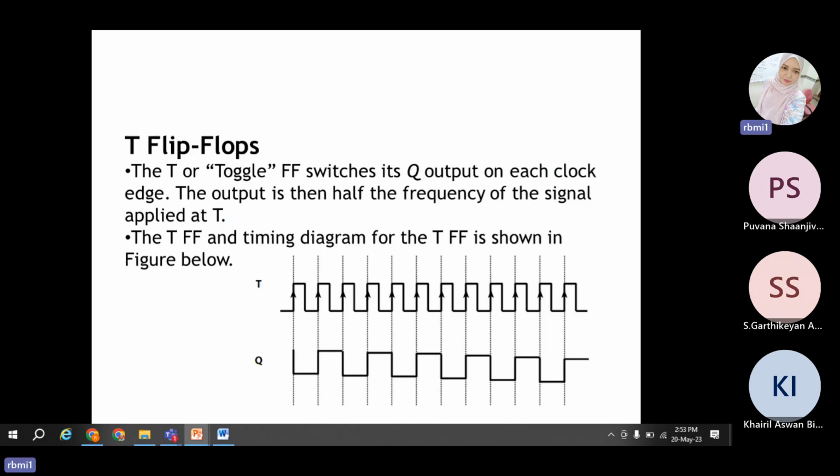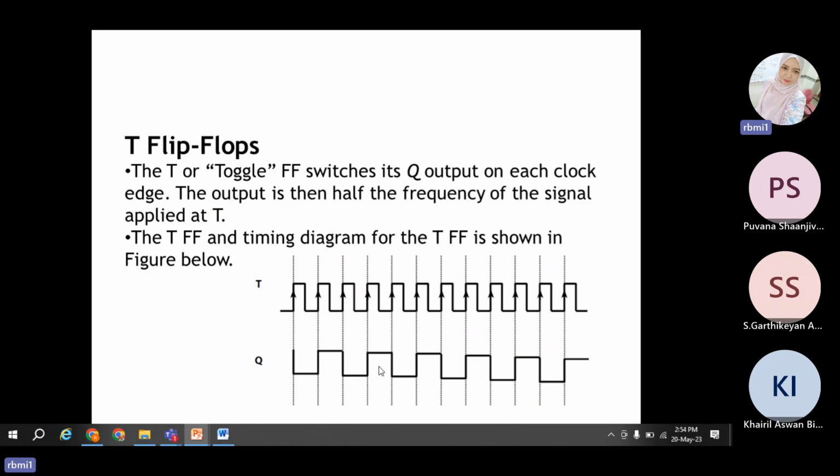Then we have the T flip-flop, or toggle flip-flop. The toggle flip-flop switches the Q output on each clock edge. It is a digital circuit that toggles the output between two states based on a clock signal. As you can see, we change from one state to another. It is a type with a single input and single output. This is a timing diagram for the T flip-flop here, with the input and the output.